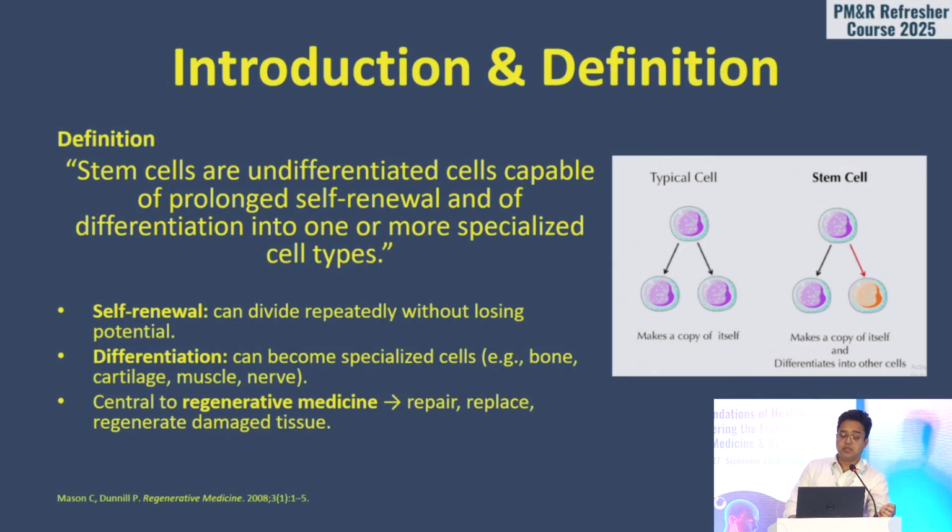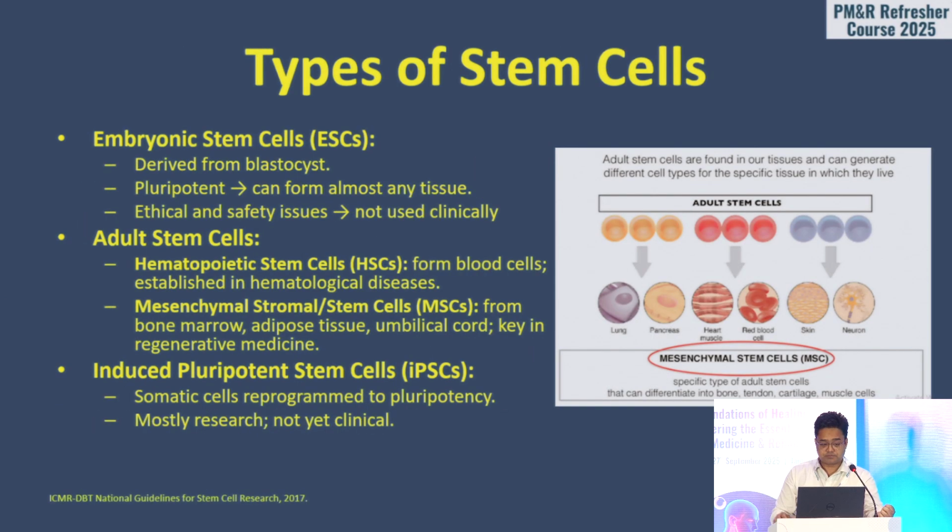Stem cells. Introduction and definition. Stem cells are undifferentiated cells capable of prolonged self-renewal and of differentiation into one or more specialized cell types. They can divide repeatedly without losing potential, and can become specialized cells like bone, cartilage, muscle, and nerve. They are central to regenerative medicine, to repair, replace, or regenerate damaged tissue.